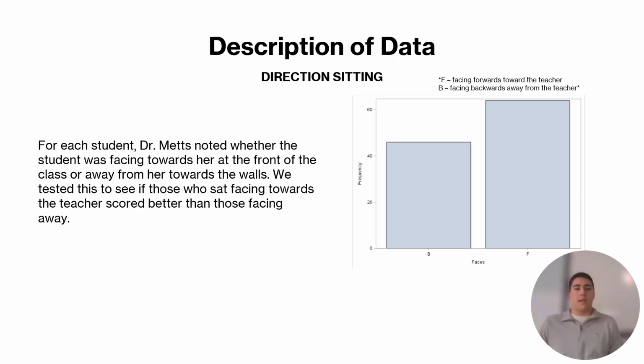So for our first test, we had seat direction. For each student, Dr. Metz noted whether the student was facing towards her at the front of the class or away from her towards the walls. We looked at this correlation, comparing it to test scores, and we tested to see if those who sat forward facing the teacher scored better than those facing away. And this bar graph on the right shows which ones are facing forward and how many are facing away, and that's going to tie back in later.